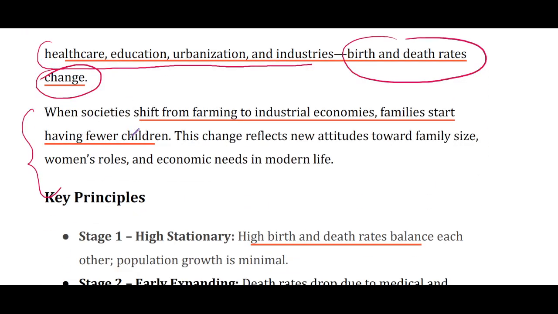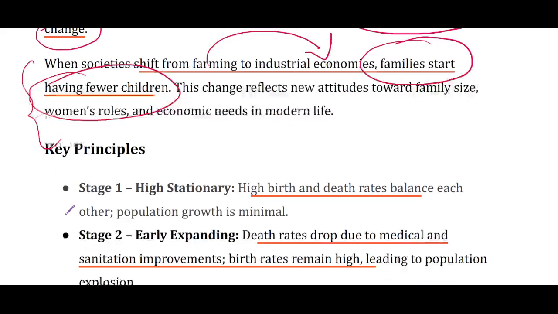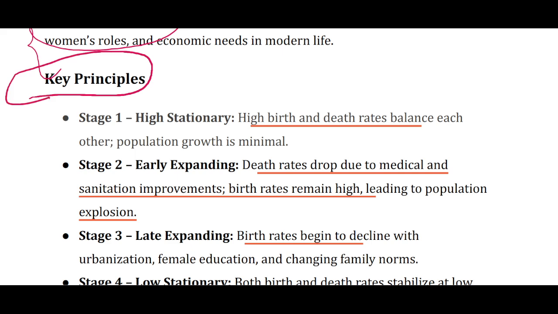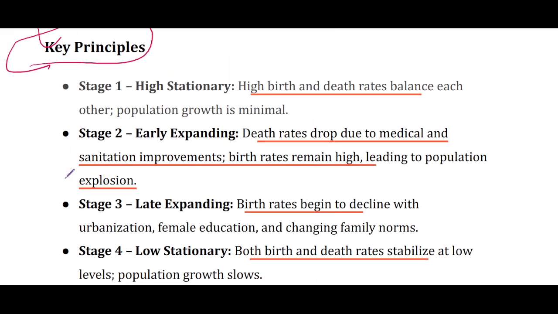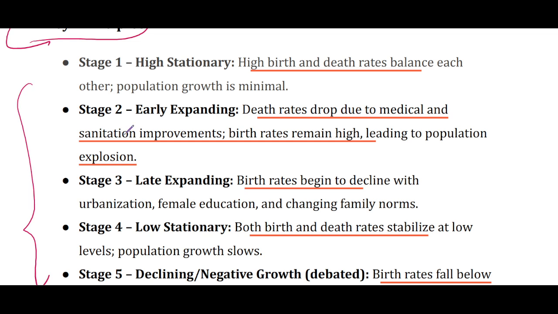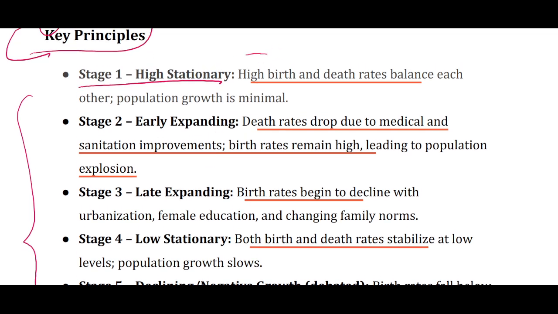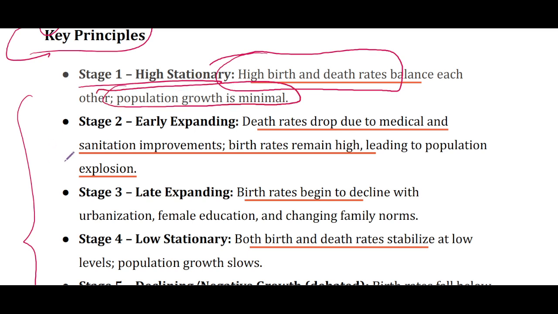So when societies shift from farming to industrial economies, families start having fewer children. Now, key principle. This demographic transition theory talks about 5 stages of population growth, starting with the first stage, that is high stationary, in which both birth rate and death rate are high, and because of that, population balances out and population growth is minimal.